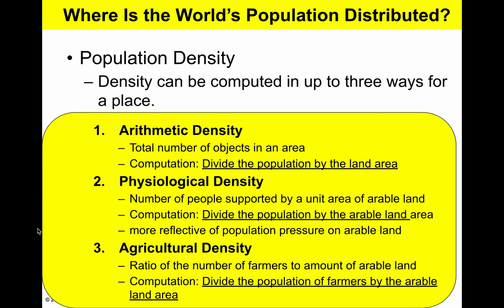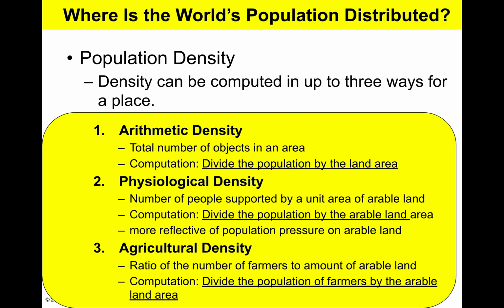Population densities. Remember back to Unit 1. Arithmetic density is taking the number of objects and dividing by the land area. In this case, we're taking the number of people divided by land area. Physiological density is taking the number of people per arable land. Arable land is land you can farm on and grow crops. So you divide population by arable land.